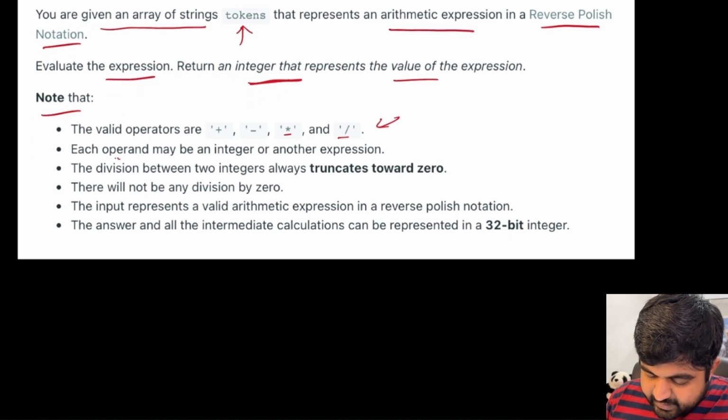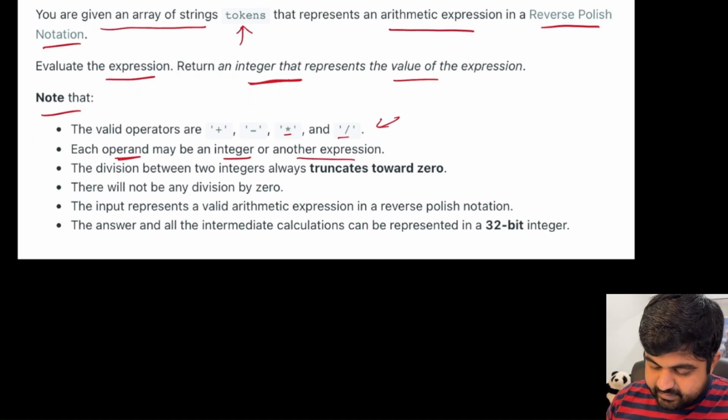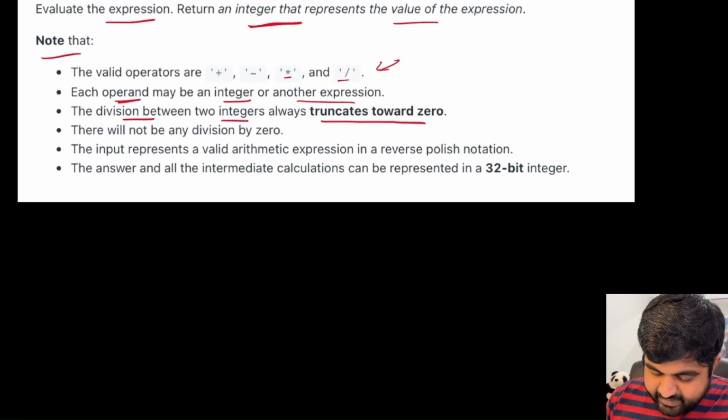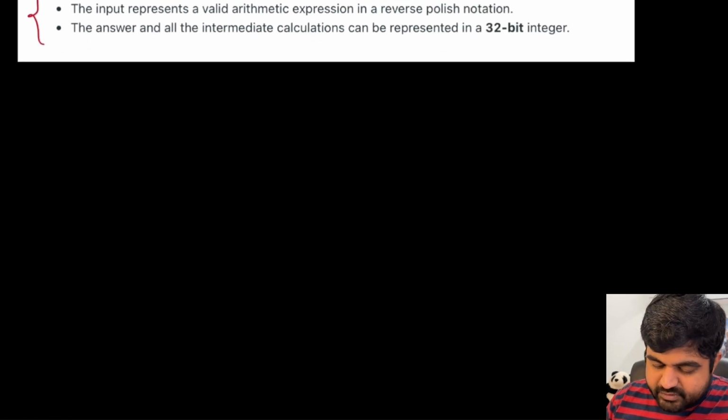Now we are being told that each operand may be an integer or another expression. So we will see this in another example. Then we are being told that the division between two integers always truncates towards 0, which means we are always considering the floor value of any equation. And then we are being told that all the inputs are going to be valid and there are not going to be any issues. So let's try to see one very simple example.